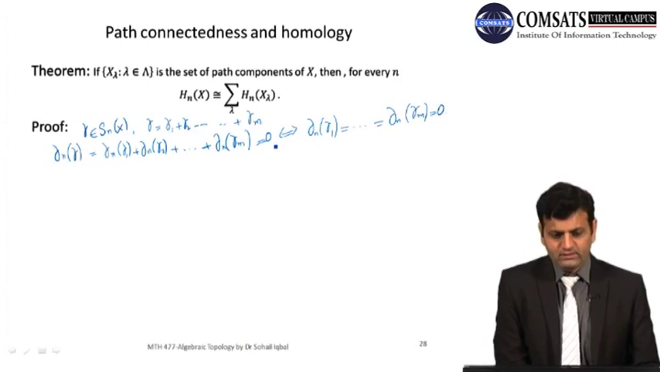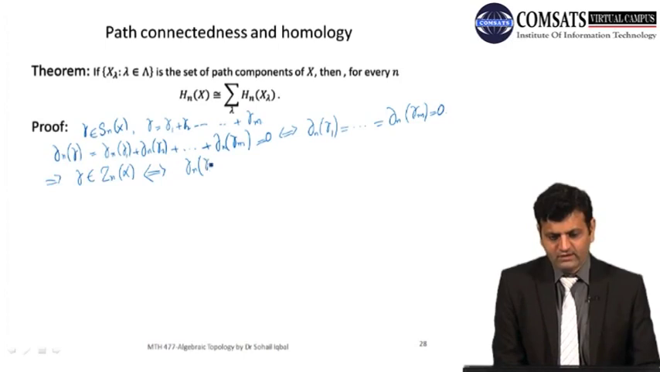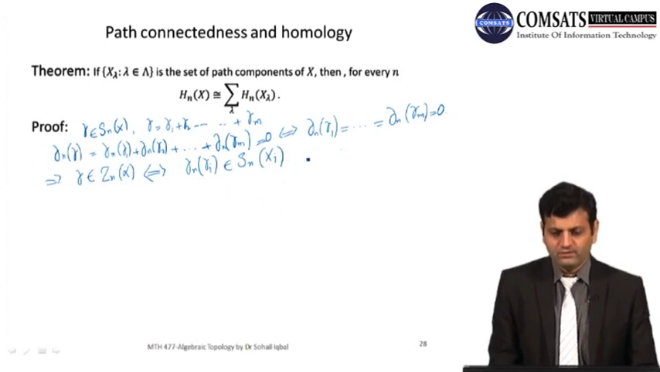Okay, so this implies that gamma belongs to Zn of X if and only if these partial n gamma_i belong to Sn of X_i. Okay, so that's our first observation. Also, we can prove that the same kind of result holds for the boundaries.